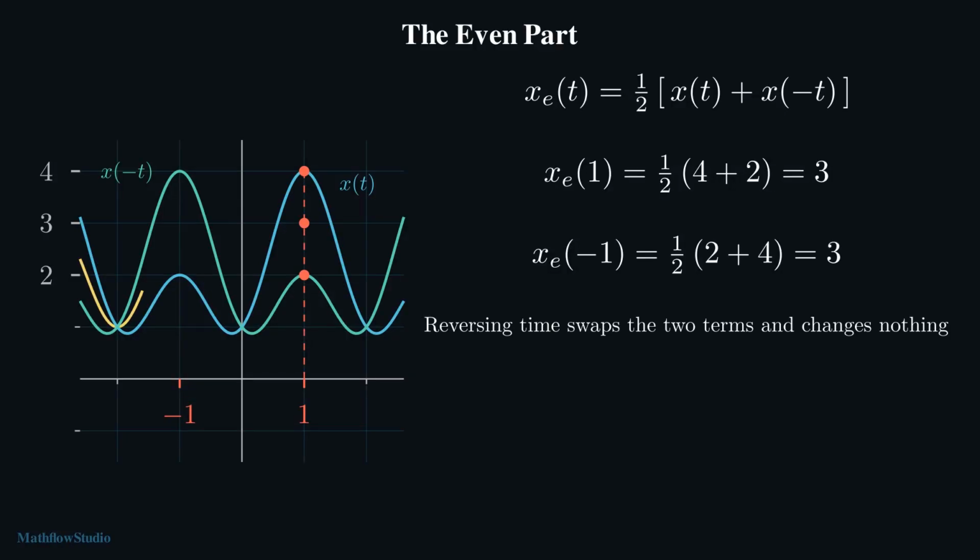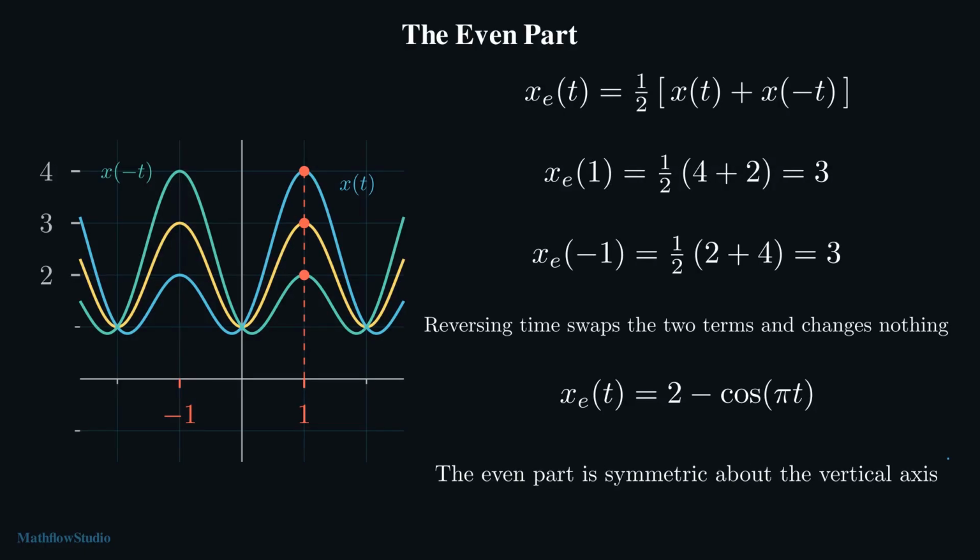Every point of the average lies between the signal and its reversal, and the curve through them is the even part. Written out, the average is a raised cosine whose whole cycle takes 2 units of time. The even part is symmetric about the vertical axis.